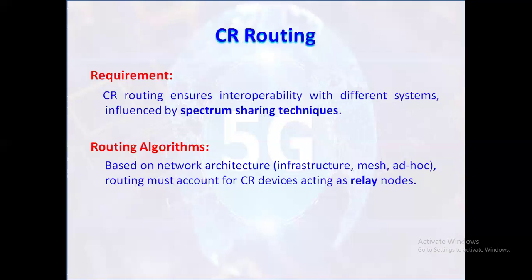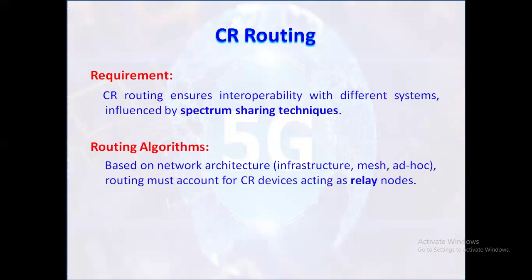Next, CR routing. Cognitive radio routing is a process that ensures efficient communication across cognitive radio networks by enabling CR devices to interoperate with different systems. Since CR networks share spectrum with primary systems such as infrastructure-based, mesh, ad hoc, or sensor networks, CR routing is heavily influenced by the spectrum sharing techniques in use. The architecture of the network determines the type of routing algorithm needed.